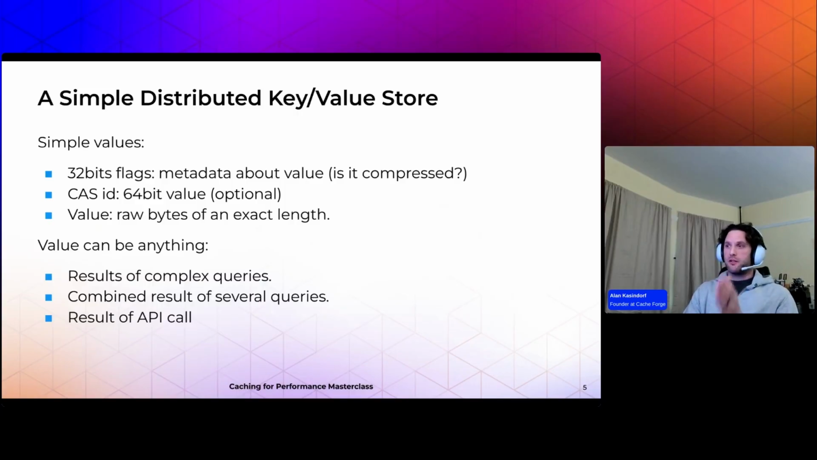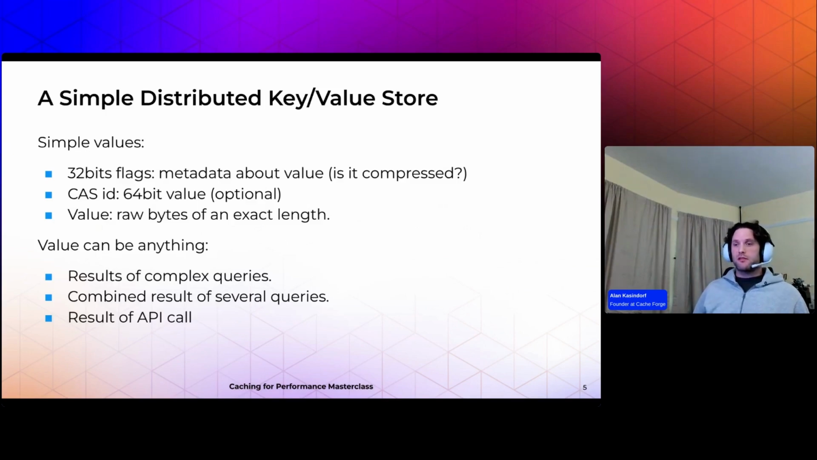I'm going to fetch rows 1 through 10 from table A and more rows from table B, and I'm going to put them all together into one value, and I'm going to store that in Memcached. And then when I come back later, I'm going to fetch one key and get all this complex stuff back, and not have to query the database for all this stuff.